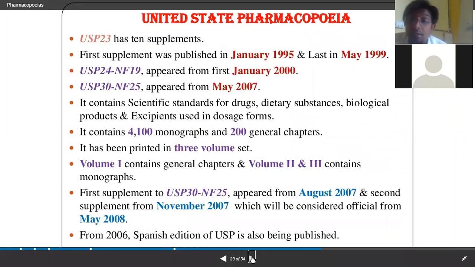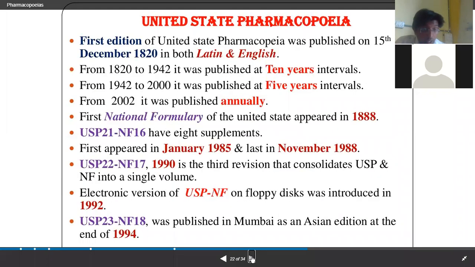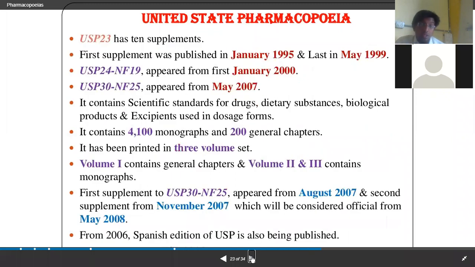USP 23 has 10 supplements, right? Remember, USP 21 and NF 16 have 8 supplements. USP 23 has 10 supplements. The first supplement was published in January 1995 and the last supplement in May 1999. USP 24 and National Formulary 19 started appearing from January 2000. USP 30 and National Formulary 25 appeared from May 2007. So you should remember all these editions, when they appeared and from what time they are effective.